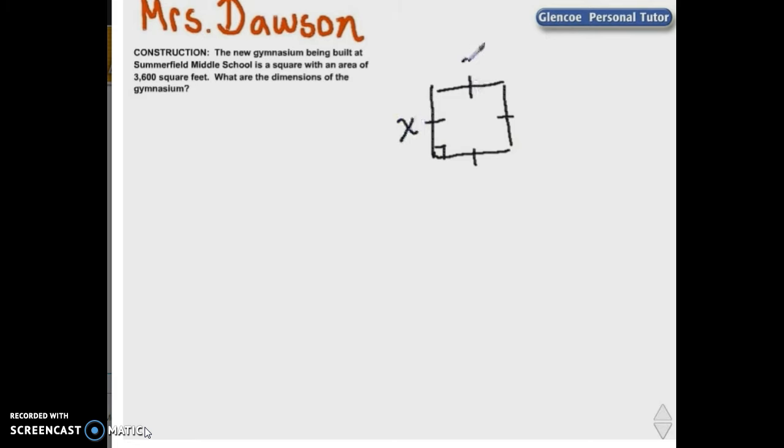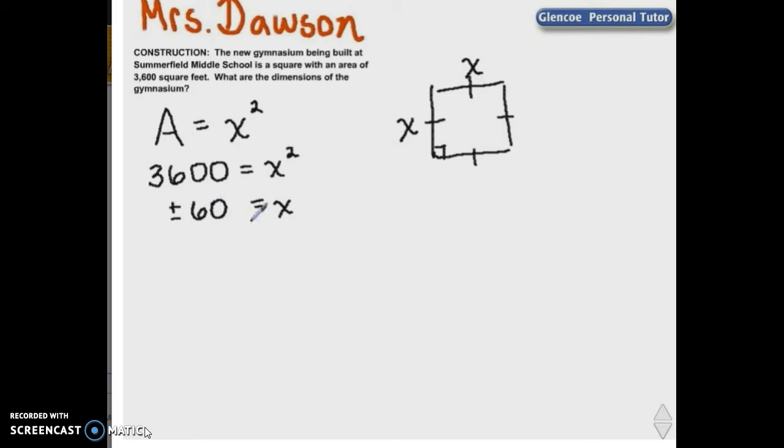Since each side has the same length, we label 2 of those sides x. The formula to find the area of a square is area equals side times side, or side squared. We were told in the problem that the area is 3,600 square feet. Let's substitute 3,600 in for area, set it equal to x squared, and then solve for x. By using the square root property, we'll find that x is equal to positive or negative 60.